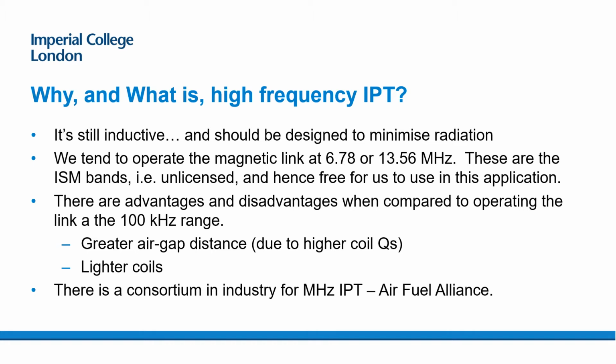It's not quite so simple because there are also some disadvantages with operating at high frequency, particularly perhaps sometimes in higher power applications related to regulations, and also in general the containment of the magnetic field once you move to these higher frequencies and you use coreless coils, so we only use air cored coils rather than coils with ferrite present. Then there are perhaps issues with the magnetic field coupling into unwanted objects. There's a consortium in industry for MHz IPT, and it's called the Air Fuel Alliance.